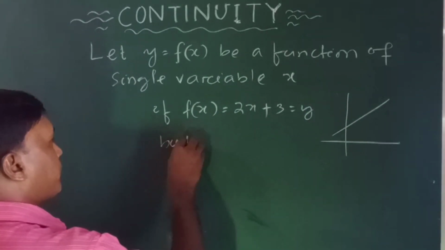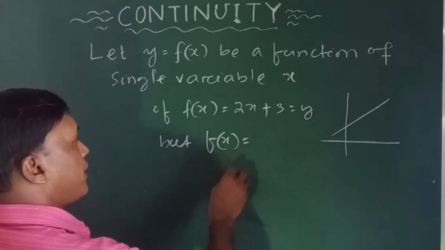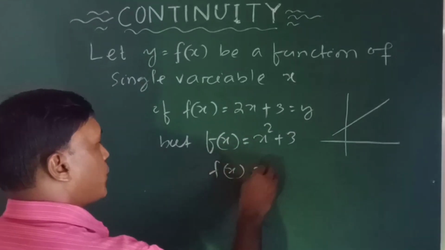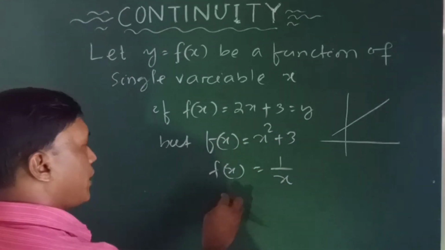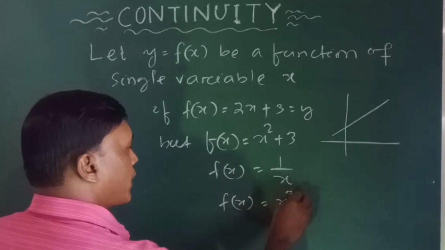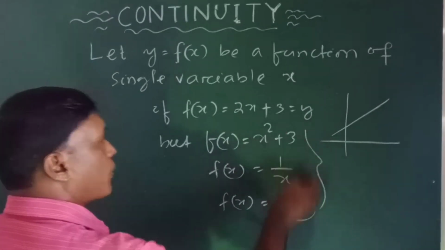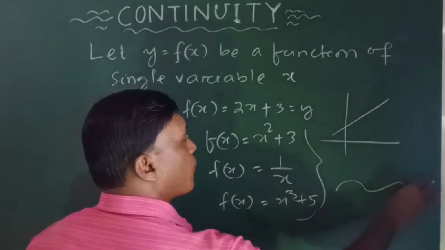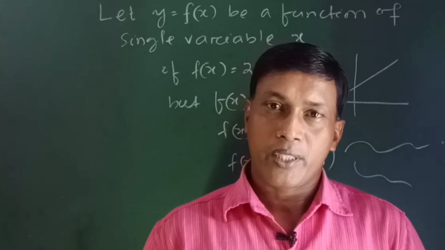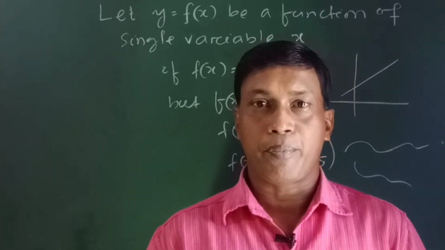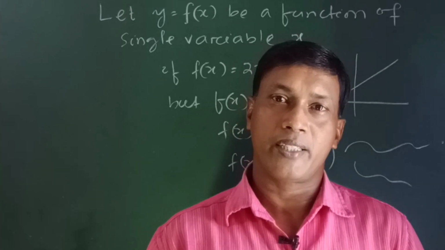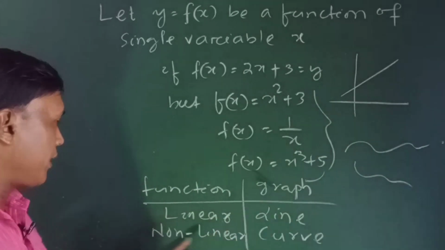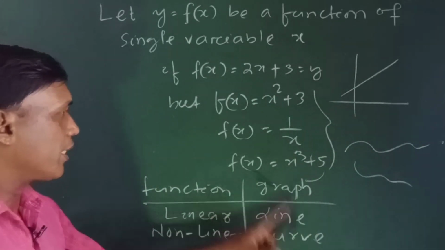But if you take f of x as a non-linear function like x square plus 3, or f of x is equal to 1 by x, these are not linear. Or you may take f of x is equal to x cube plus 5. All these are not linear. So the graph of these non-linear functions is always a curve, whatever it may be. If the function is linear, then the graph is a line. If the function is non-linear, then the graph is a curve.